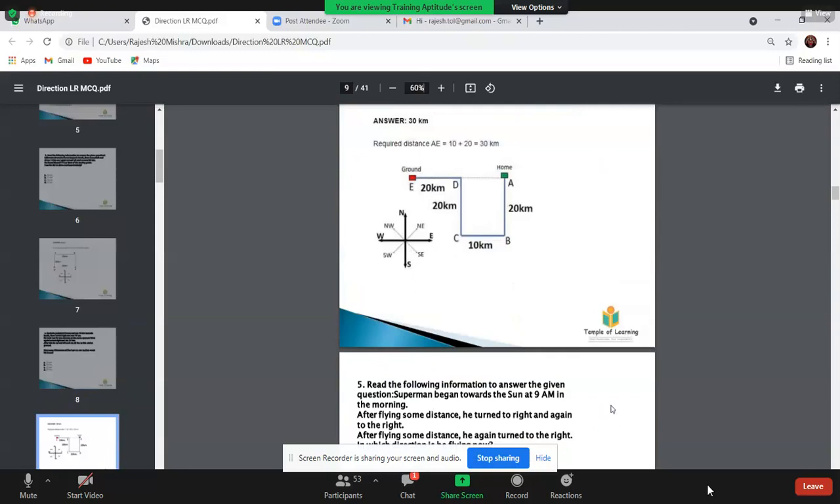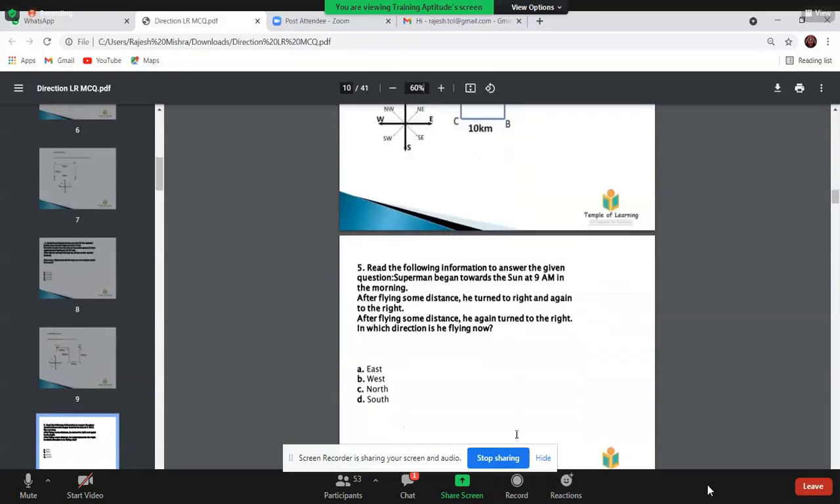Superman began towards the sun at 9 a.m. in the morning. 9 a.m. in the morning is the wrong statement. Redundancy. It's either 9 a.m. or it is 9 o'clock in the morning. The question: Superman started, after flying some distance, turned to right, and then after flying some distance, he again turned to right. And in which direction is he flying? We don't ask you too many things.